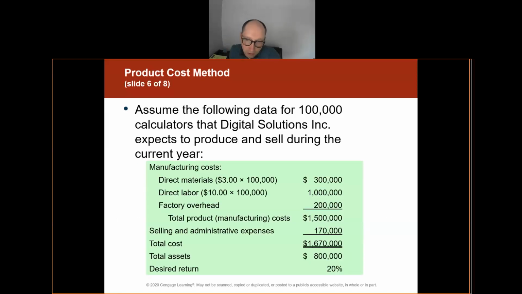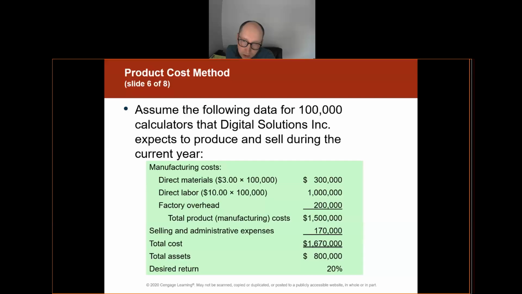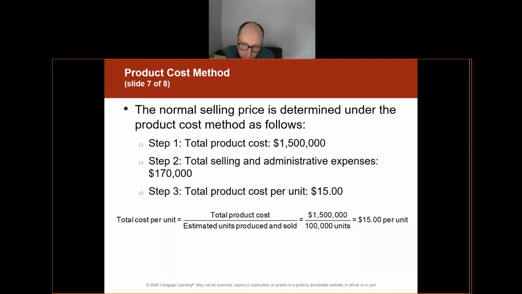Oh, I'm sorry. The $15 per unit was not given to us. How do we find the total cost per unit? We take our total product cost, $1,500,000, divided by the estimated units produced and sold, 100,000 units. The 100,000 units was given to us. So $1,500,000 total product cost divided by 100,000 units is $15 per unit. That's our product cost per unit.